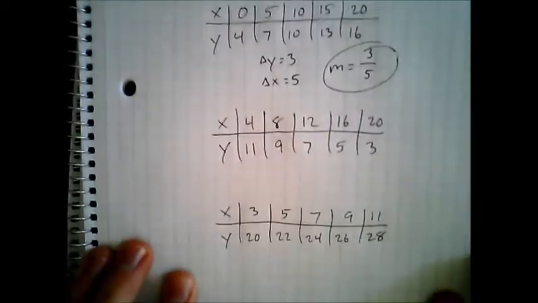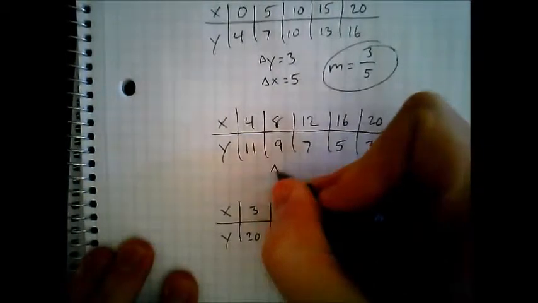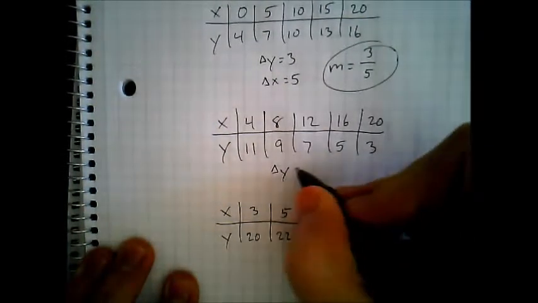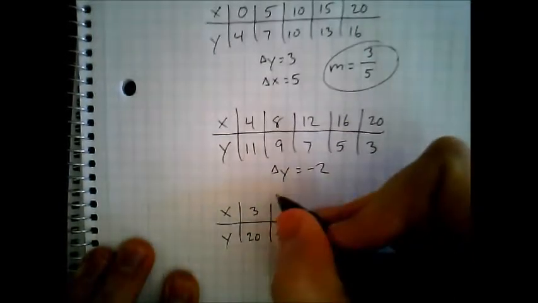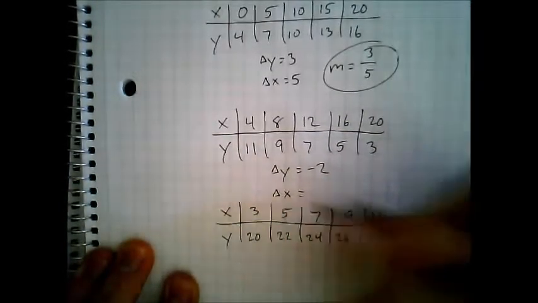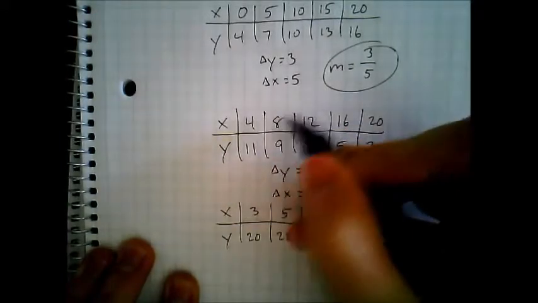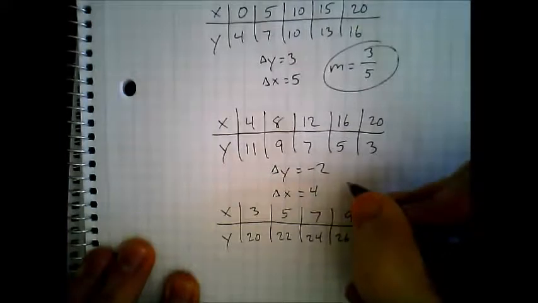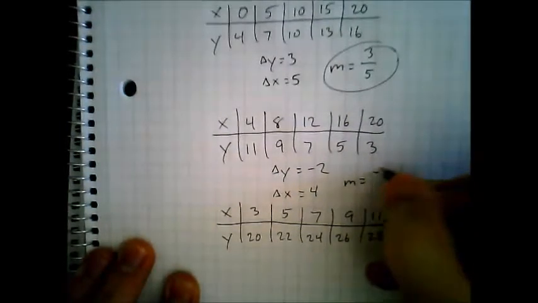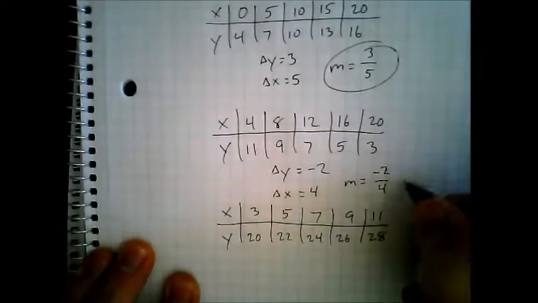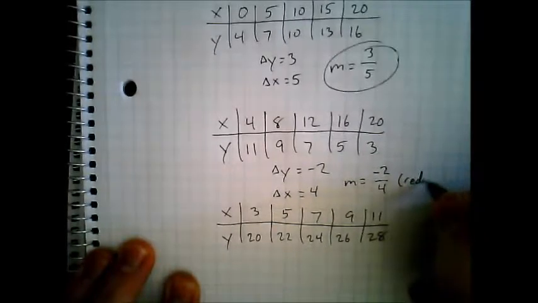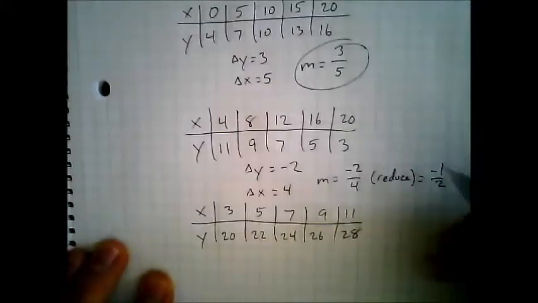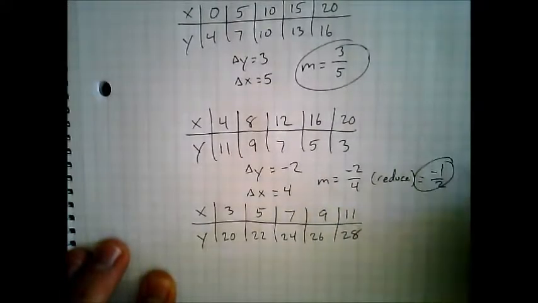Our second example, okay, we need our delta y and our delta x. So our delta y is, we see that we're subtracting 2 tiles, so our delta y equals -2. And we're subtracting 2 tiles every 4 figures, so our delta x equals 4. So our slope equals -2 over 4, and this can reduce to -1/2. Okay, we're subtracting 1 tile every 2 figures.